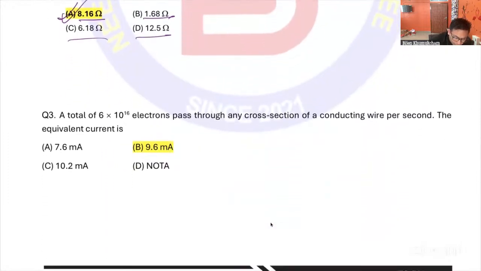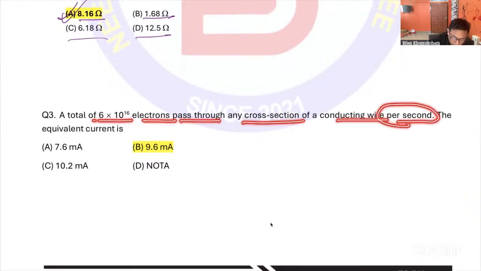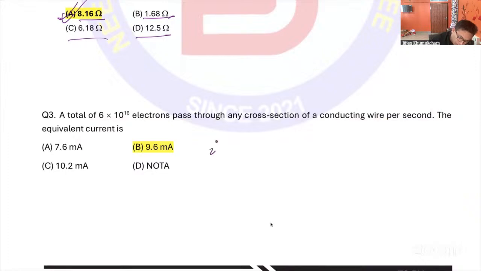Question number 3. A total of 6 into 10 to the power 16 electrons pass through any cross section of a conducting wire per second. The equivalent current is? See, equivalent current I is nothing but charge divided by time, total charge divided by time. And they are giving the number of electrons.